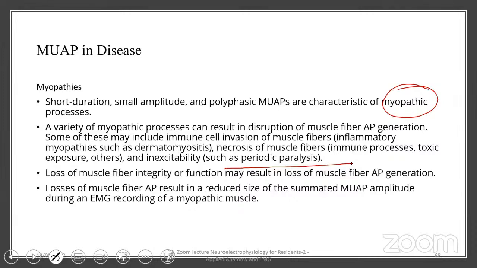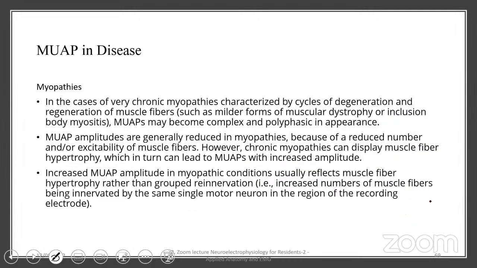Loss of muscle fiber integrity or function may result in loss of muscle fiber action potential generation. Losses of muscle fiber action potential result in a reduced size of the summated MUAP amplitude during an EMG recording of a myopathic muscle. So in periodic paralysis, it is inexcitability.